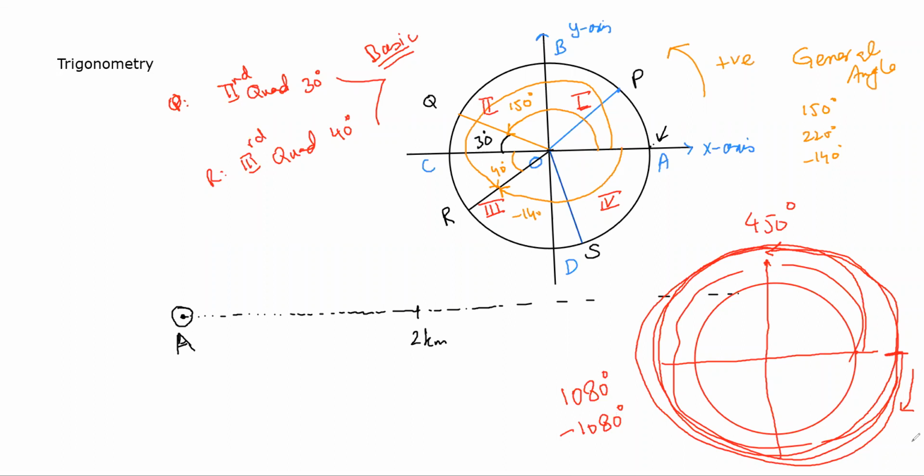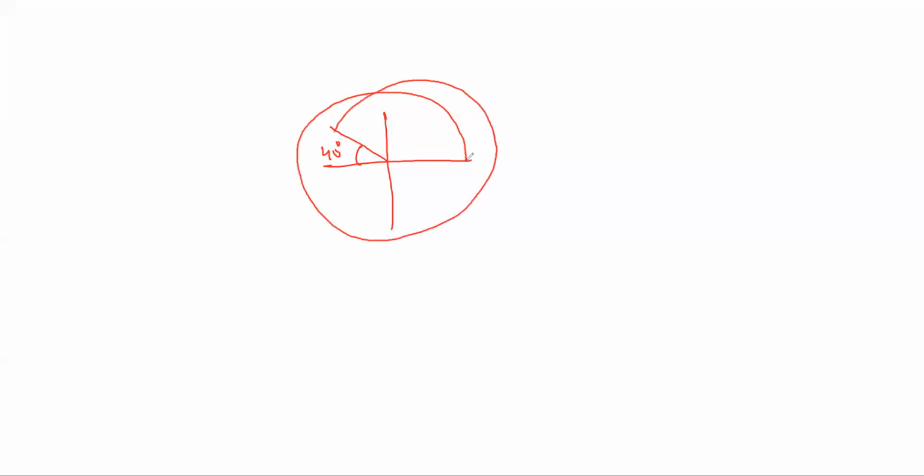Now, look at this. If instead of going anti-clockwise, we had gone clockwise, like going like this and this and this, the same angle would have been minus 1080 degrees. Now, suppose there is an angle over here, which is, let's say, 40 degrees. Now, you have gone from this to this. Can you tell me how much the angle is?